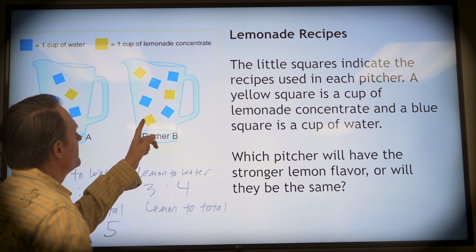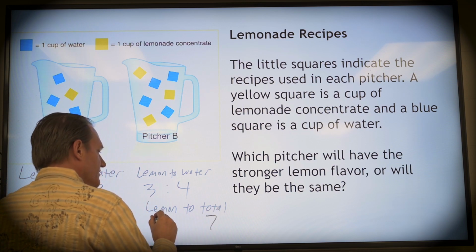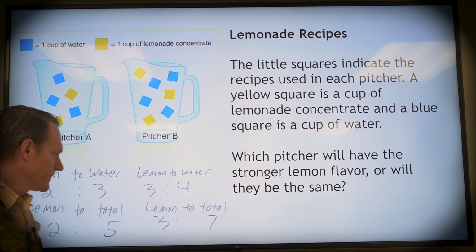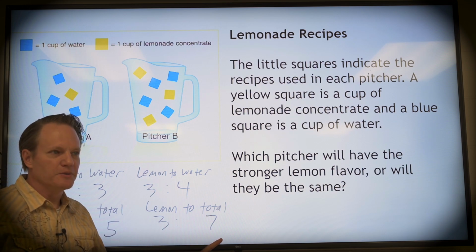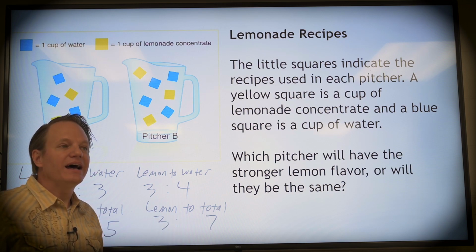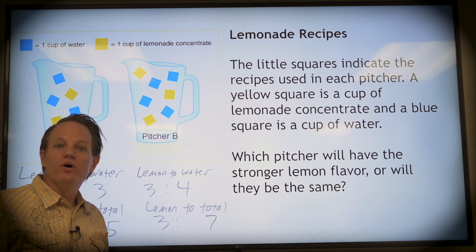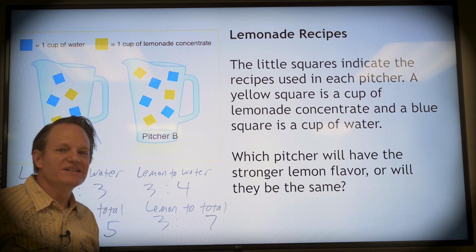What do we have over here? How many? 1, 2, 3, 4, 5, 6, 7. 7 total. And we know we have 3. 3 to 7. Now can we tell 2 over 5 compared to 3 over 7? Which one has more lemon as the part of the whole? A little bit hard to see. But what if we converted these to decimals?